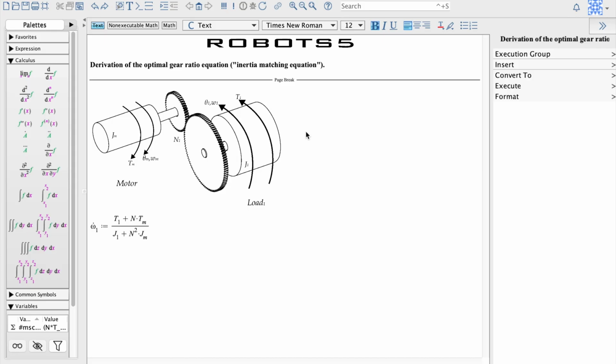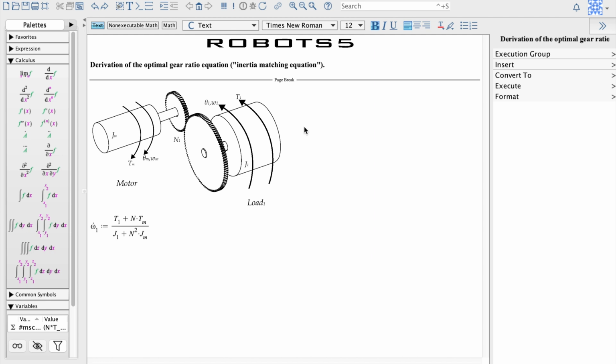Now let's derive the inertia matching equation. For our case, it really is finding the optimum gear ratio equation. You might be asked to do this during an exam, design review, or technical interview. I'll be using Maple here because it can easily handle symbolic mathematics.